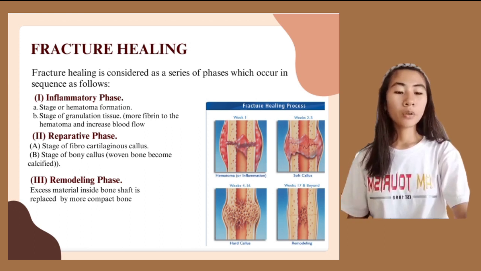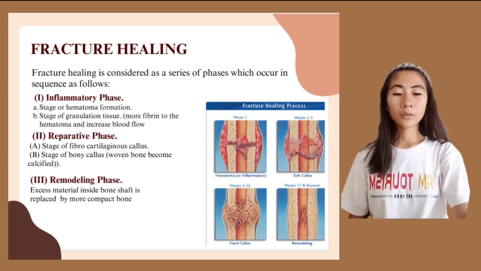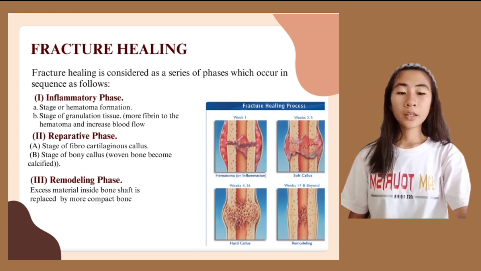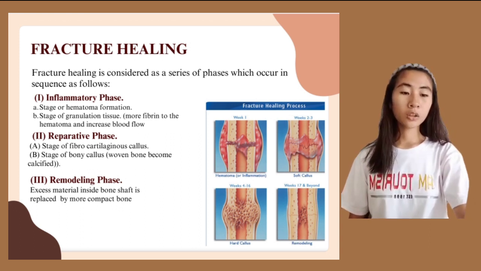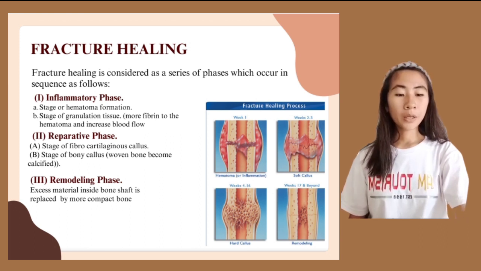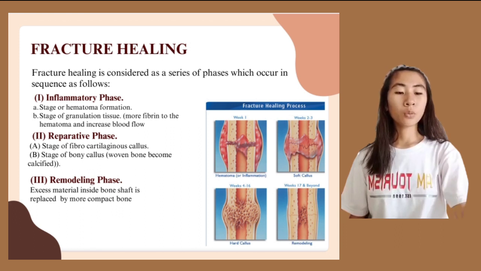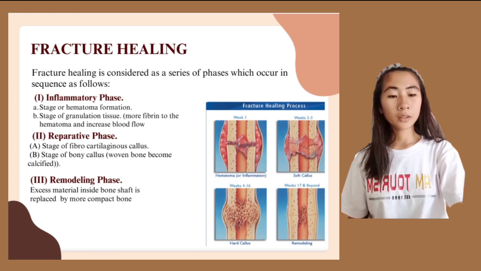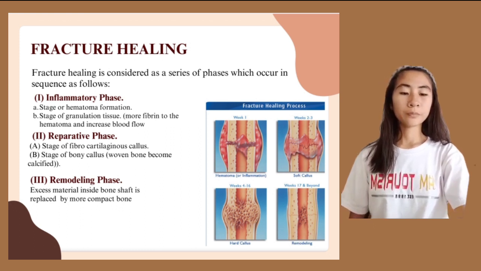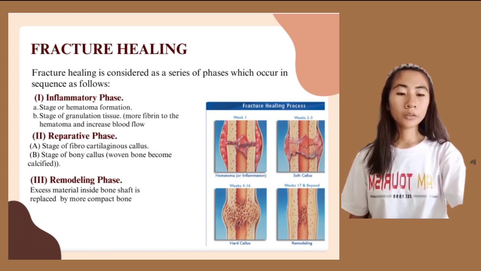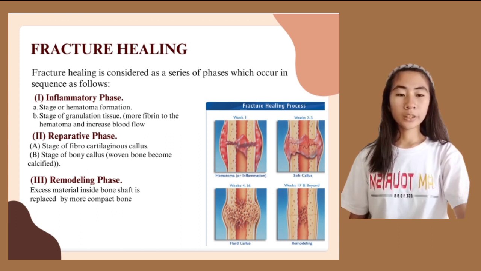First, the fibrocartilaginous callus stage. Specialized cells called chondrocytes produce a soft callus made of fibrocartilage. This callus forms between the fractured bone ends, providing initial stability and support. Letter B, bony callus stage.